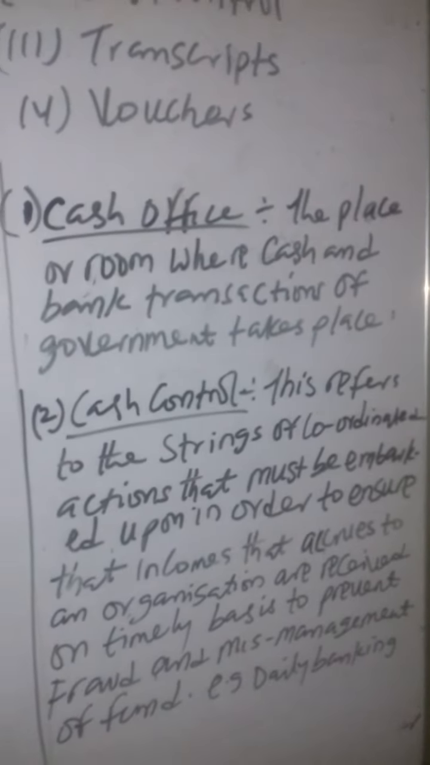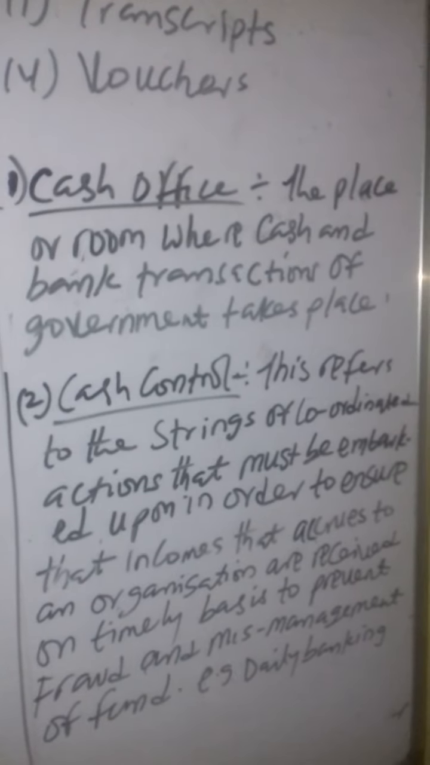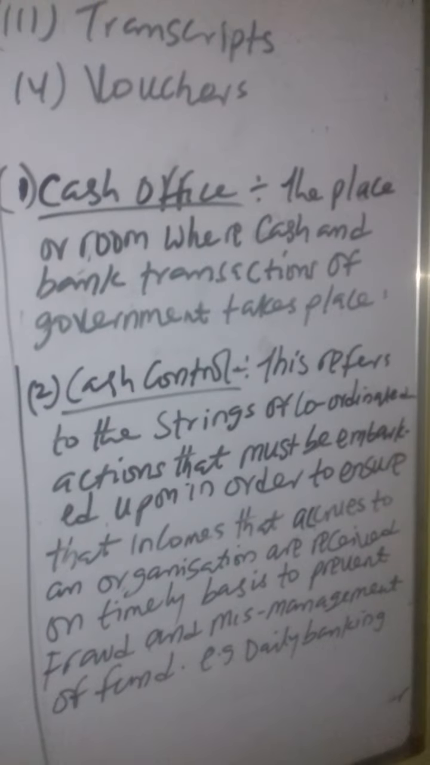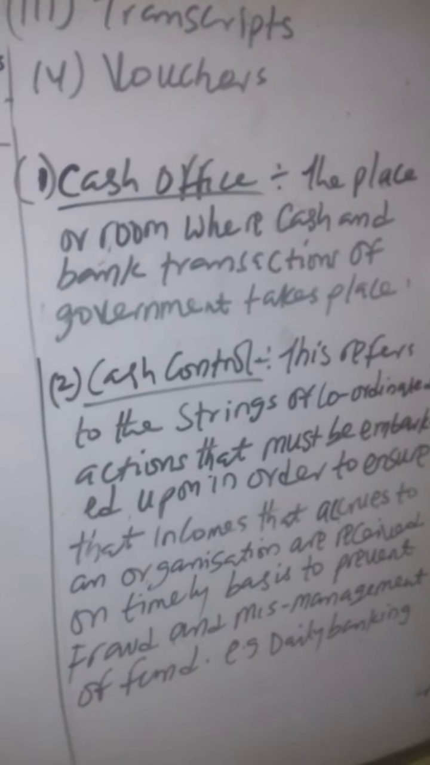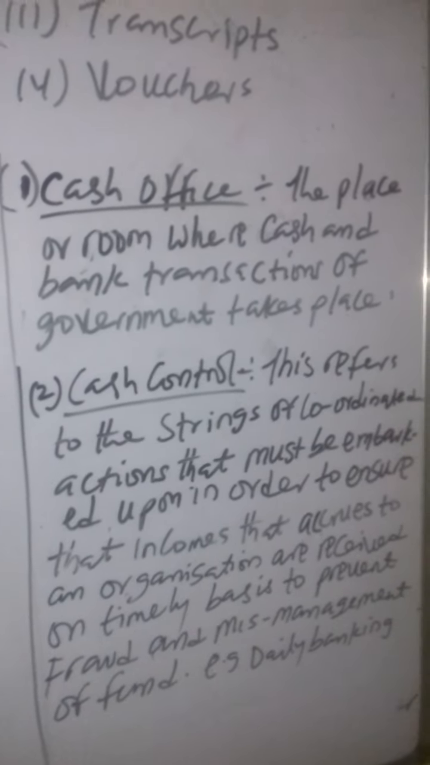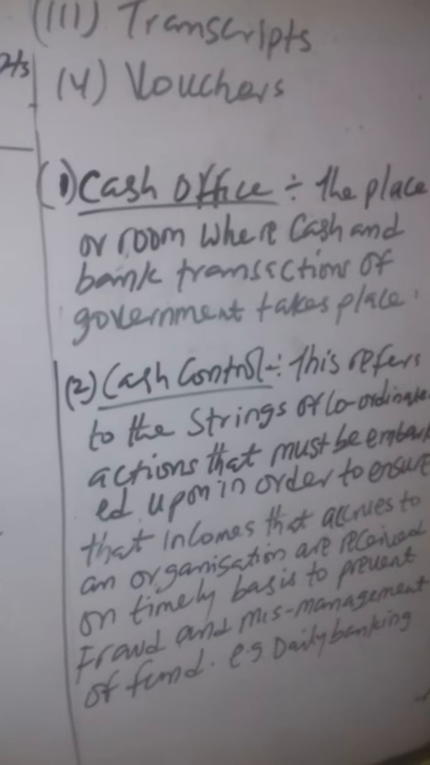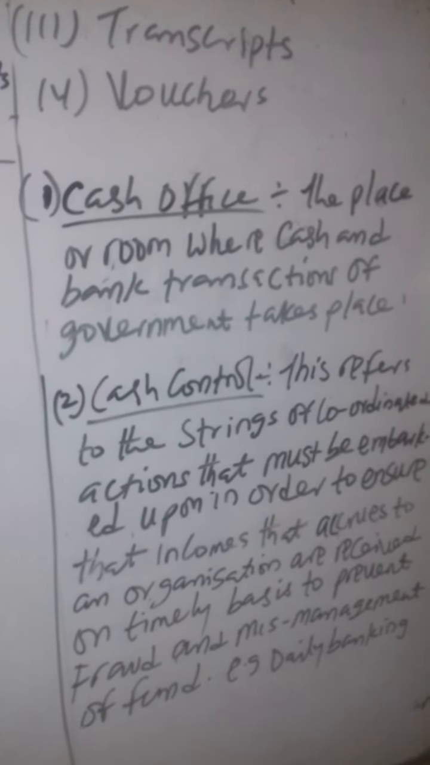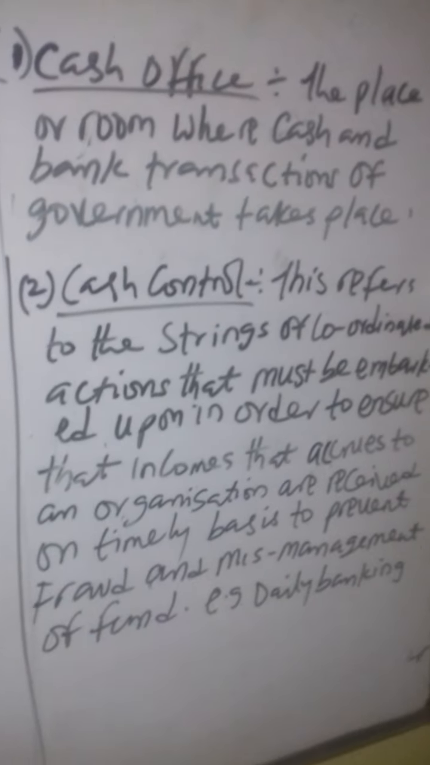A cash office is a place or room where cash and bank transactions of any business, including government, take place. That's a simple definition of cash office. Don't forget, cash is cash on hand and demand deposits that are in the bank altogether.